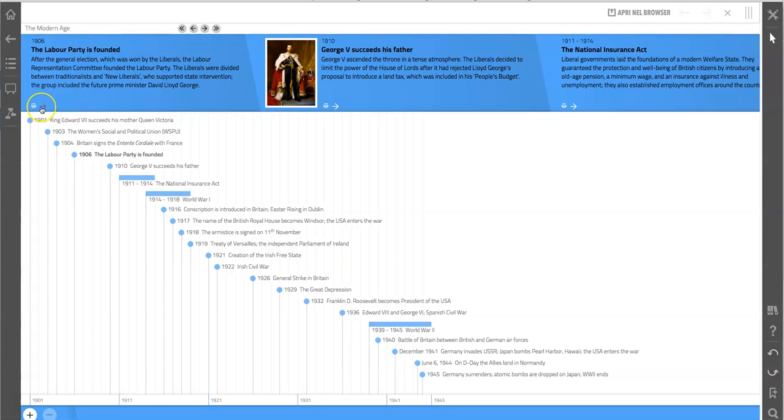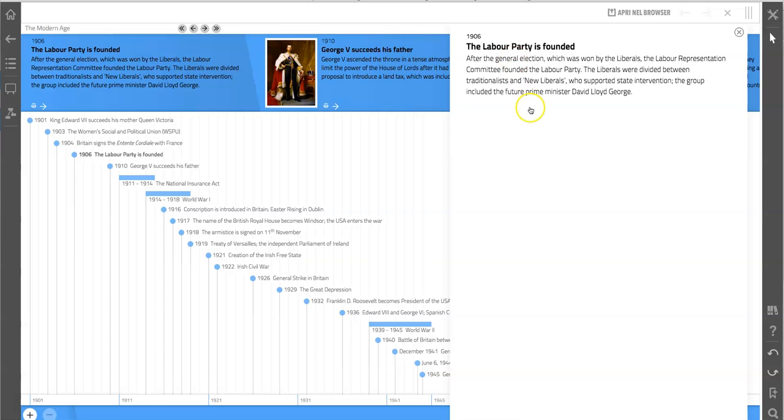Well, the next historic event, the foundation of the Labour Party in 1906. After the general election, the Liberals won, and the Labour Representation Committee founded the Labour Party. The Liberals were divided between the traditionalists and the new liberals, who supported state intervention. The group included the future Prime Minister David Lloyd George among its members.